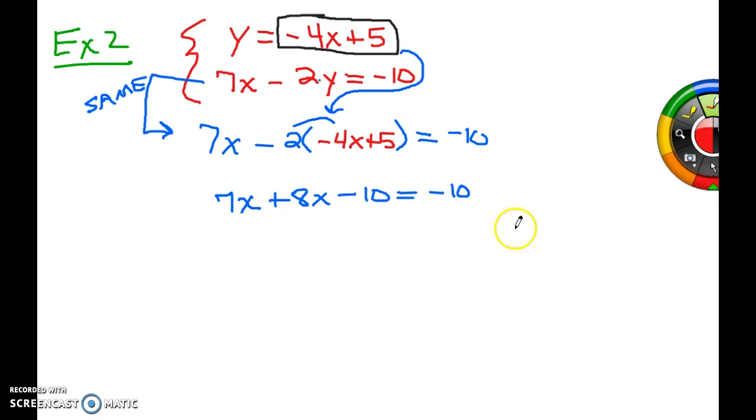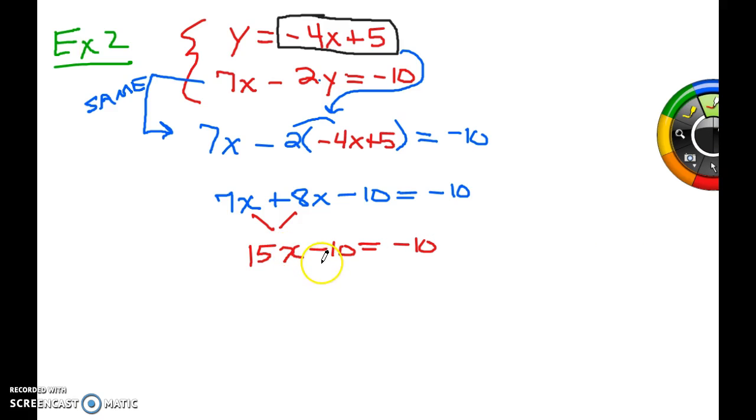And so again, I would just keep solving like normal. The x's are on the same side, so I combine them. So 7x's plus 8x's would be 15x's. Minus 10 equals negative 10. And again, I'm just going to keep working to solve for x.